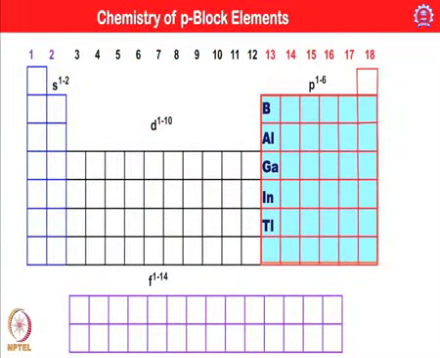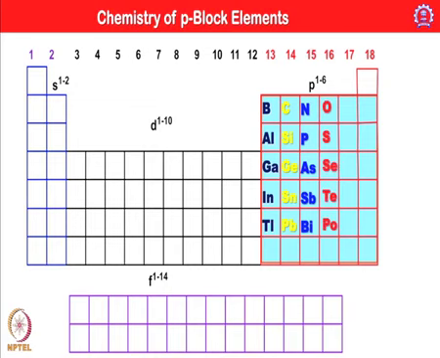In the p-block, about 30 elements are there excluding helium. In group 13 we have 5 elements, starting with boron and aluminum, gallium, indium and thallium. In group 14 we have carbon, silicon, germanium, tin and lead, and in group 15, also called the nitrogen series, we have nitrogen to begin with, and then phosphorus, arsenic, antimony and bismuth.